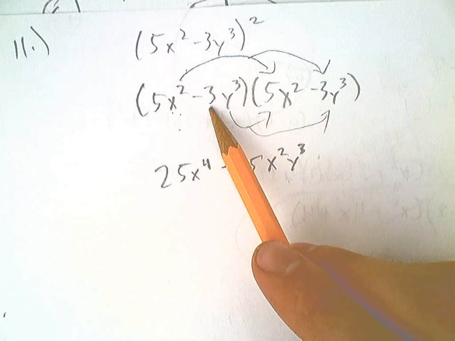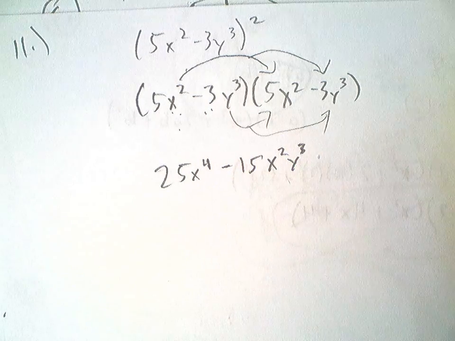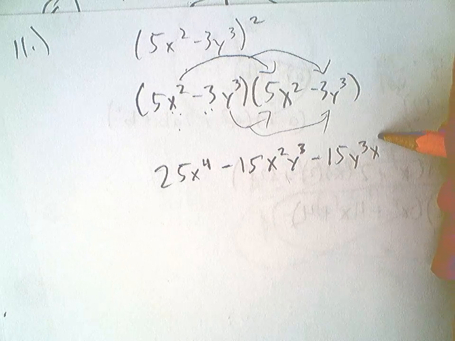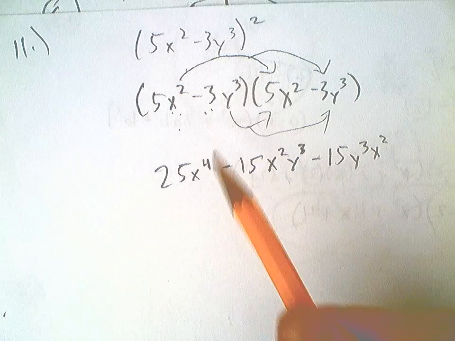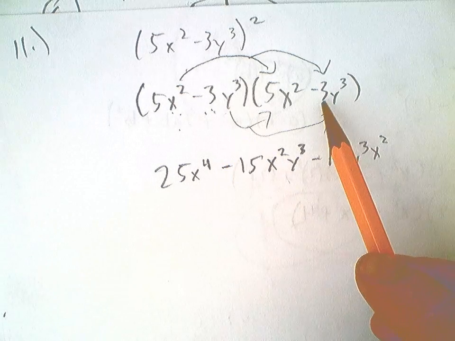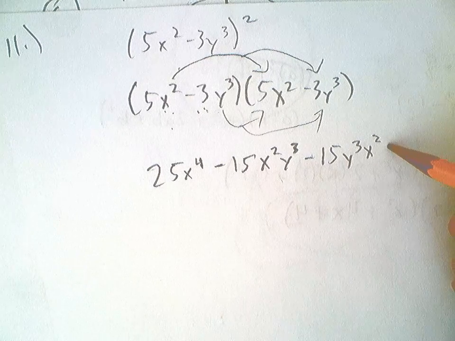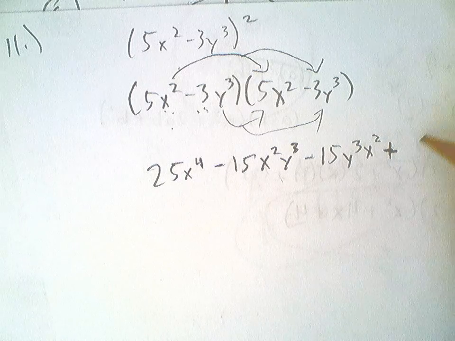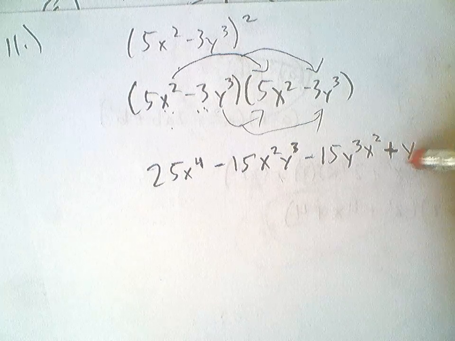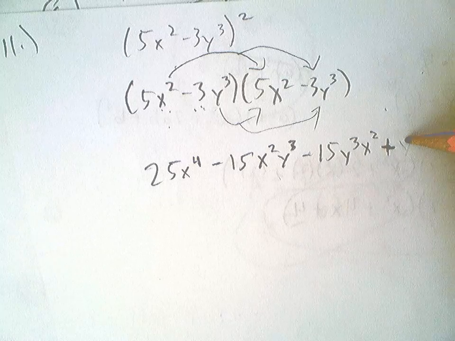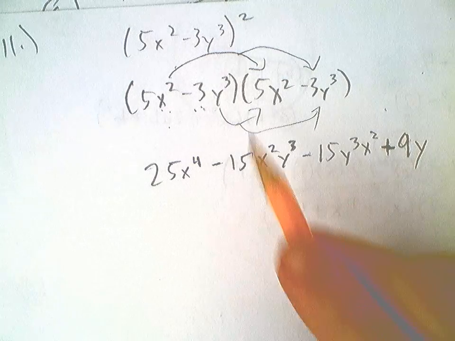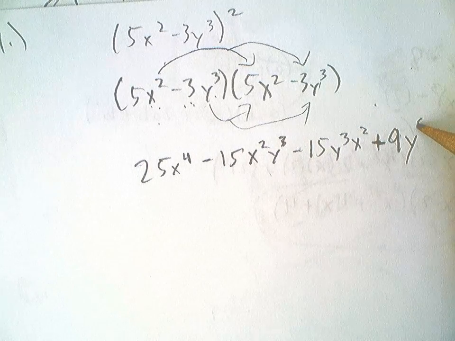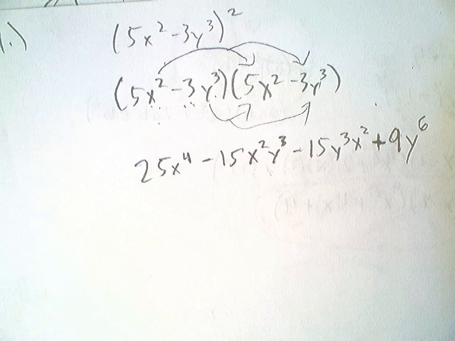So next term, we've got minus 3y to the third times 5x squared. So we've got minus 15 y cubed x squared. Then last term, we've got negative 3y to the third times negative 3y to the third. A negative times a negative will make this a positive. And y to the third, 3 times 3 is 9. Let's do that first. 9, and then we've got y to the third times y to the third. So we're going to add those exponents together. 3 plus 3 is 6.